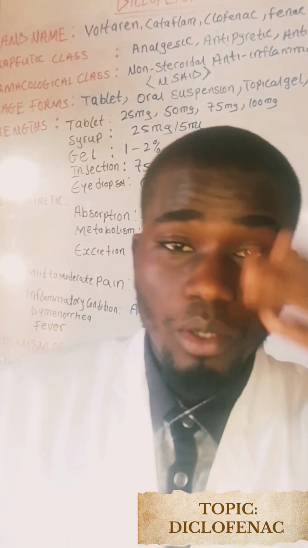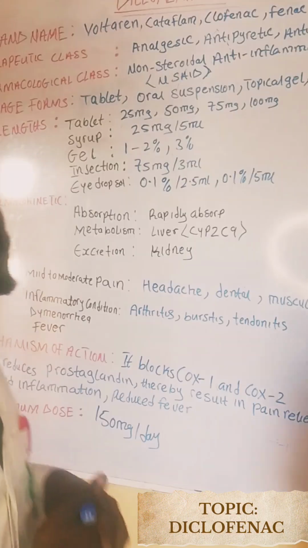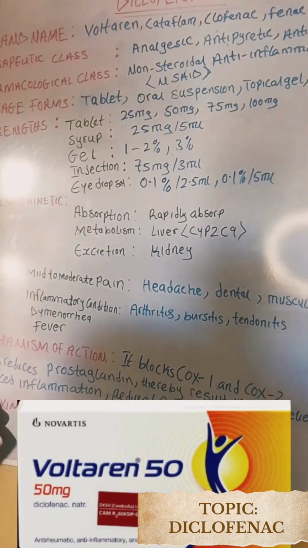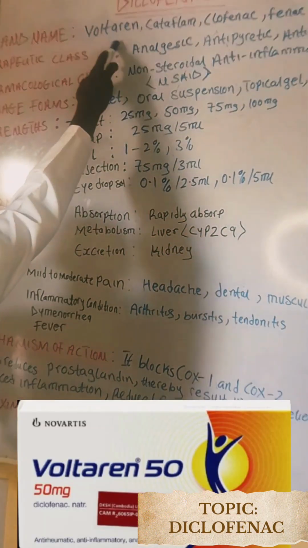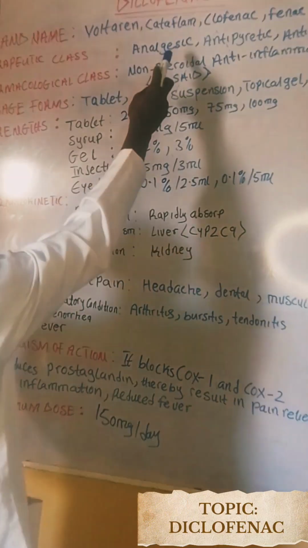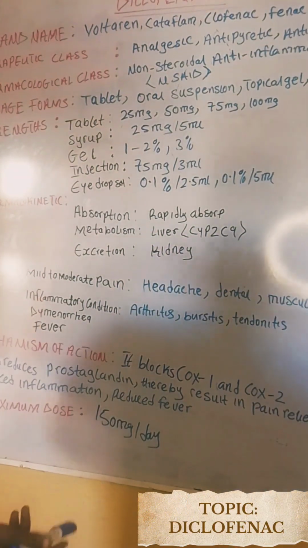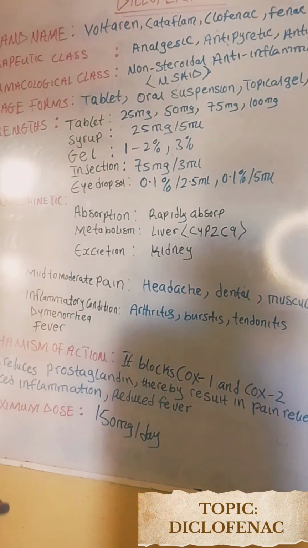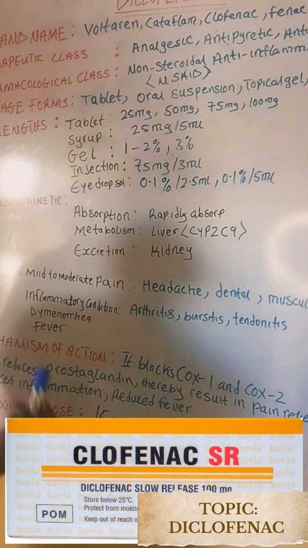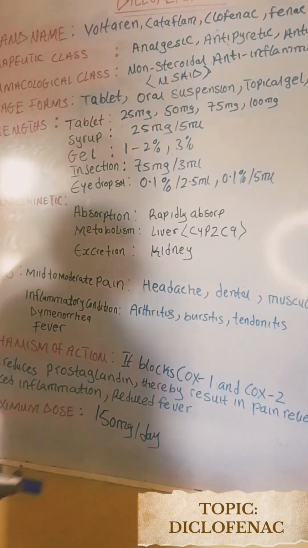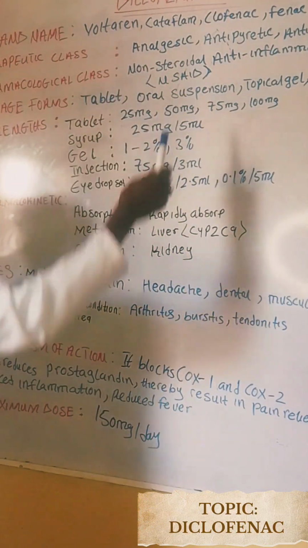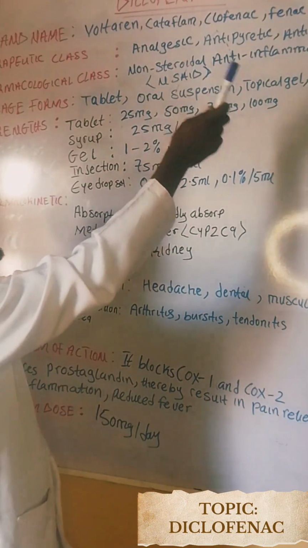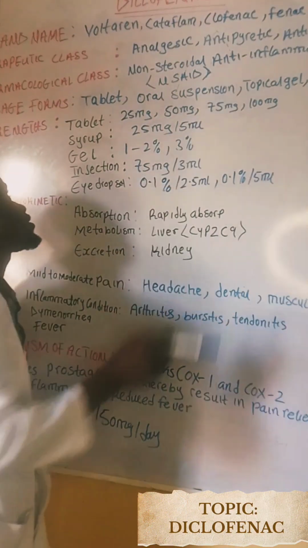Today we'll be talking about diclofenac. We have the brand names of diclofenac: we have Voltaren, we have Cataflam, we have Diclofenac, and we have Phenac, and a lot more. And what is the therapeutic class of diclofenac? It is used as an analgesic, antipyretic, and anti-inflammatory.